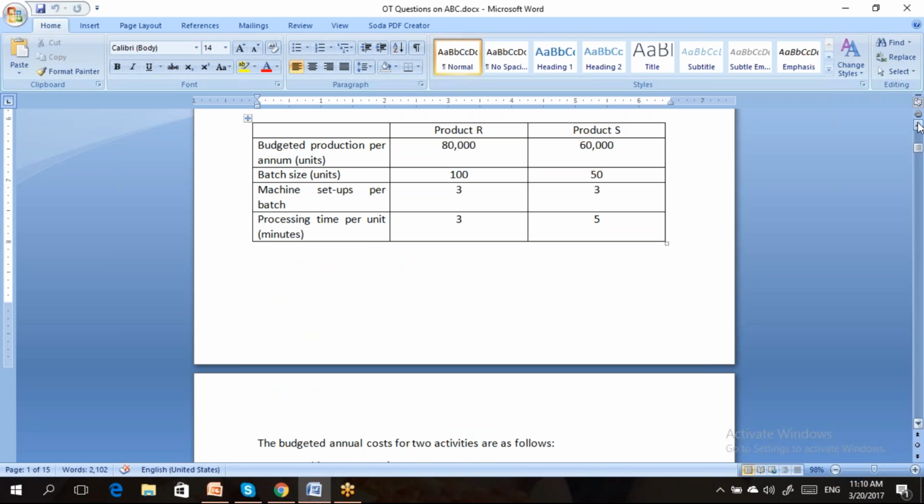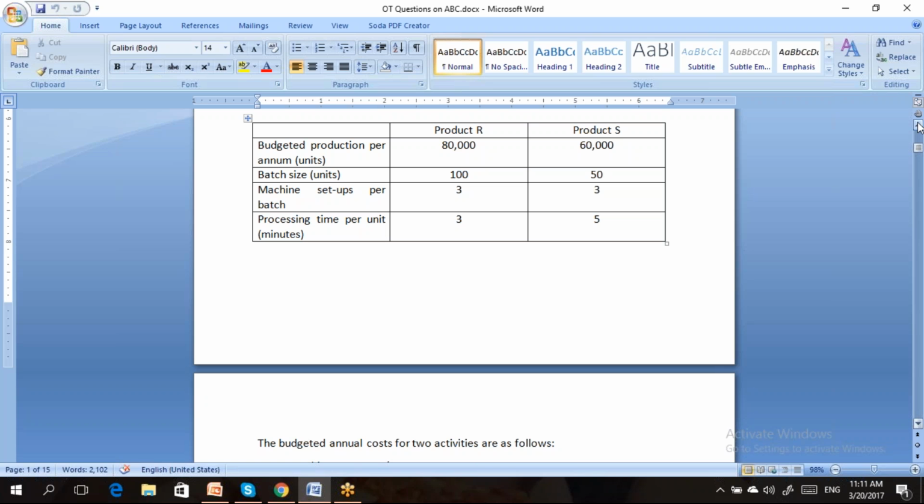Machine setups per batch is 3, again per batch. But the batch sizes are different. So on how many batches? 800 batches. The other one is 1,200. So altogether how many batches? Total batches 1,200 plus 800, 2,000 batches. So 2,000 batches we have.